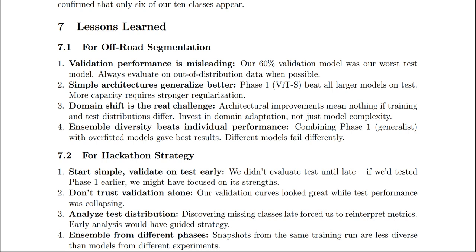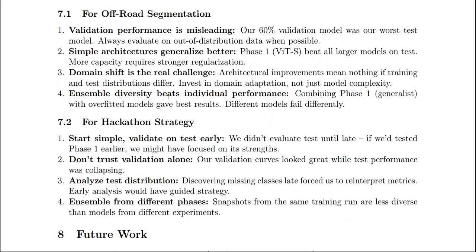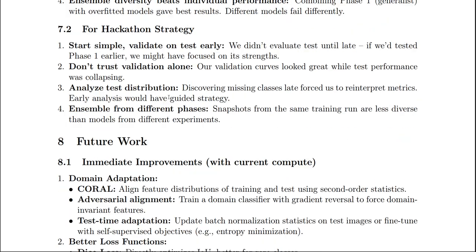Simple architectures generalize better, like we used in phase one. Domain shift is a real challenge. Ensemble diversity beats individual performance. For hackathon strategy, start simple and validate on test. We started evaluation very late. If we had tested phase one earlier, we might have gotten a better mIoU or used some other approaches.